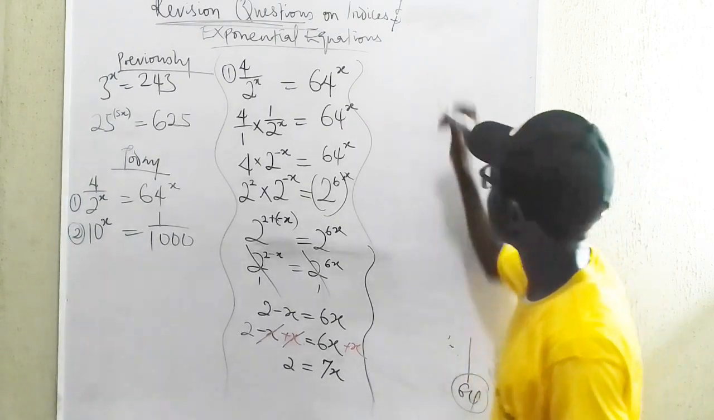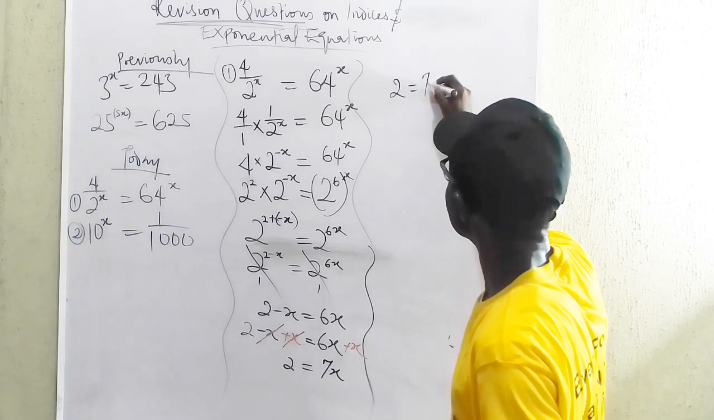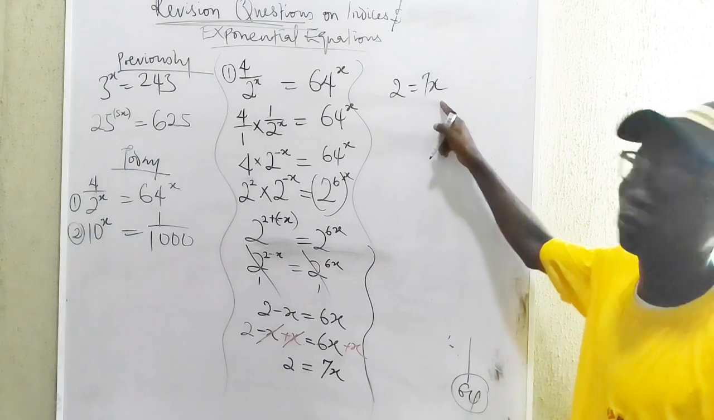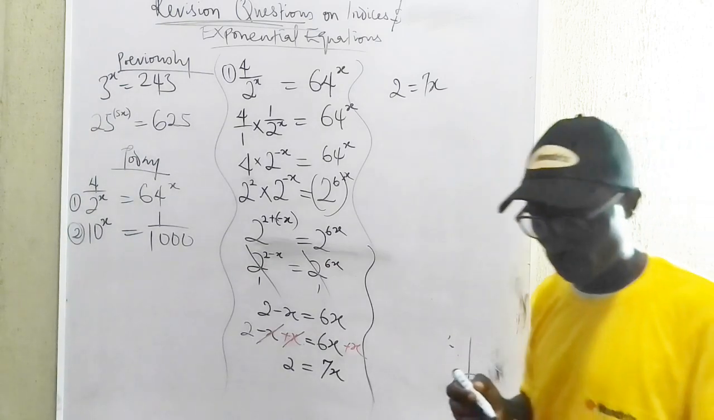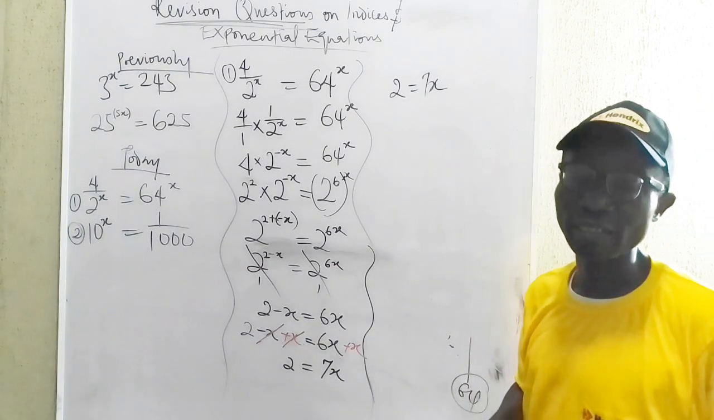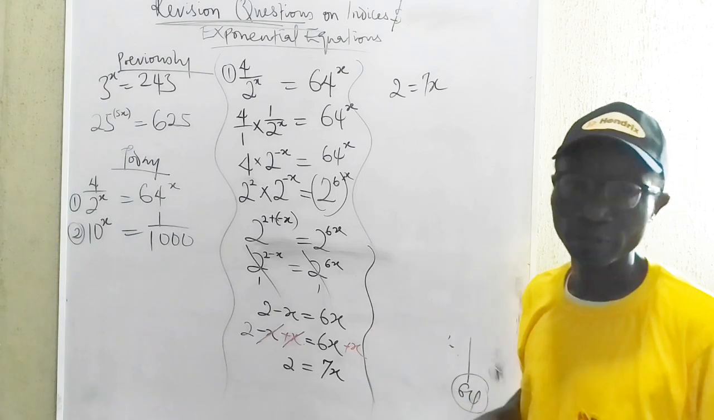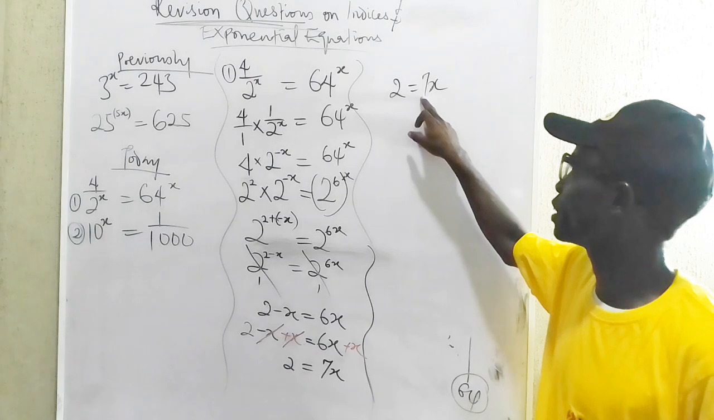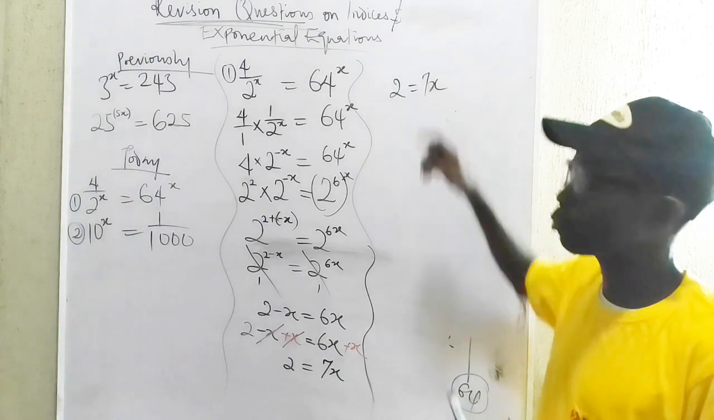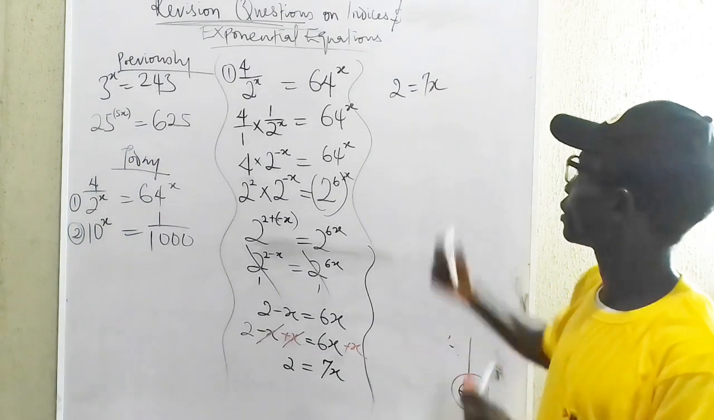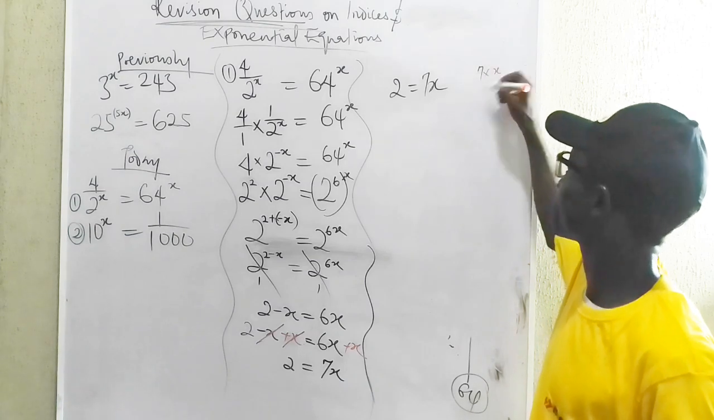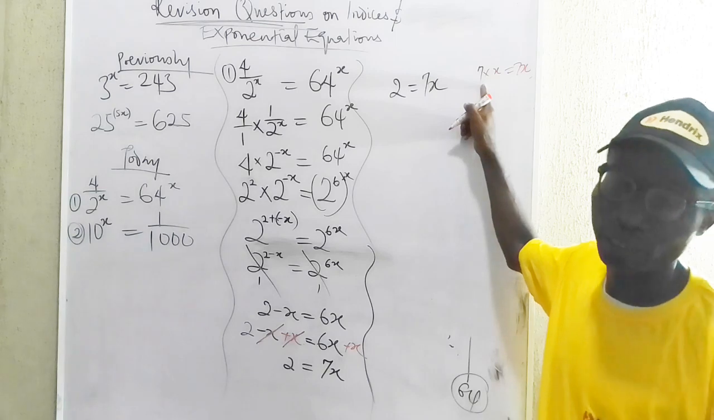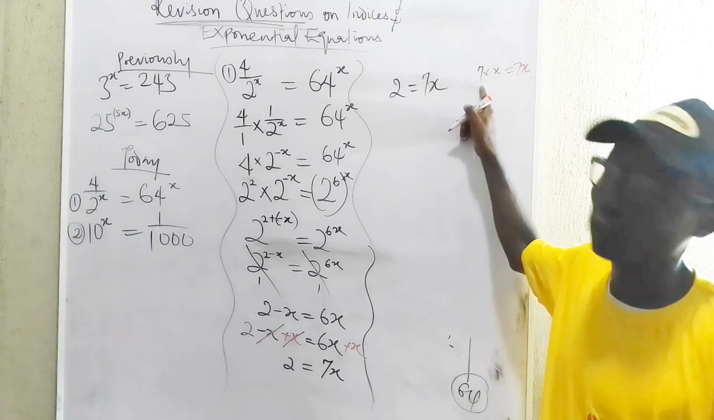Now what we have here is 2 equals 7x. What are we looking at? x. Our target is x. Don't lose it. Don't forget it. But what is stopping x from standing alone? It's 7. We have to kill the 7. But before we do that, let's know the relationship between x and 7. It's a multiplication. 7x is actually 7 times x. So we're going to do the opposite of multiplication, and that's what? Division, to kill the 7.